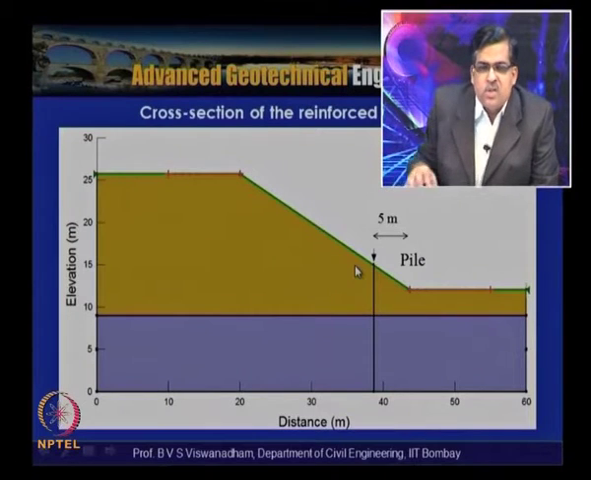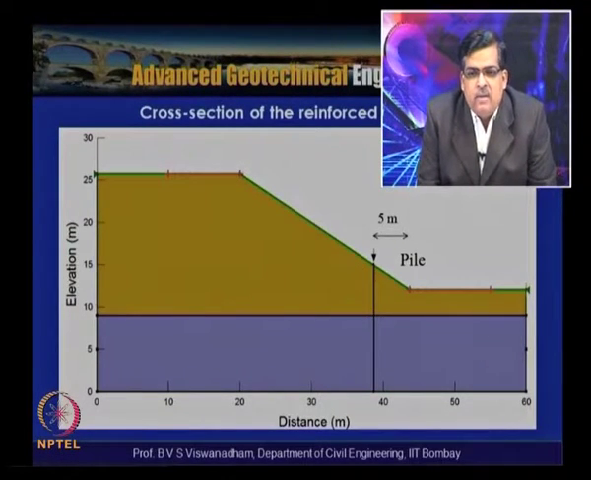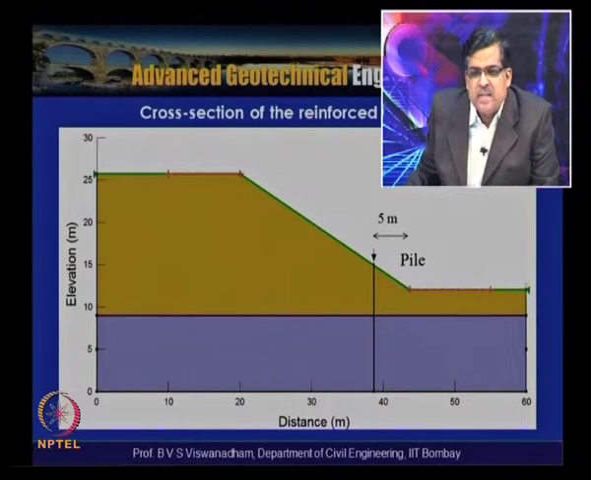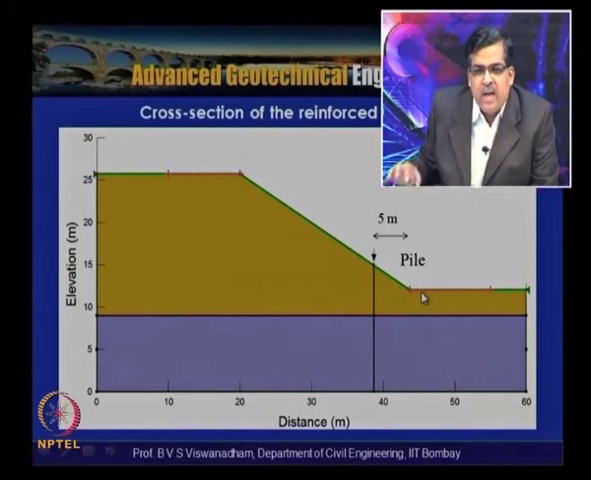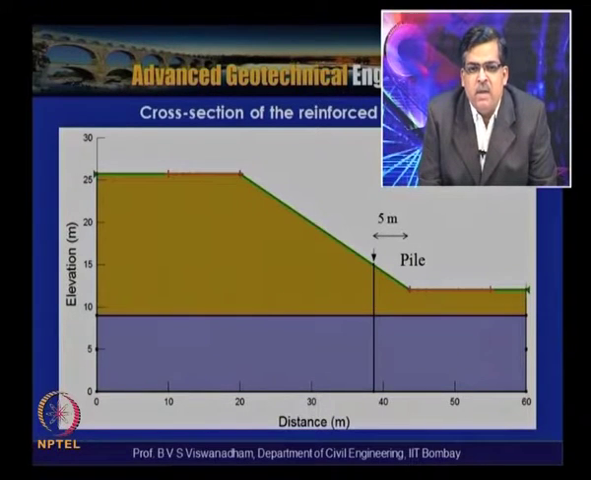So the research study carried out at IIT Bombay reveals that if this is the distance Lx, and this is the horizontal distance L, when Lx by L is equal to approximately 0.5, the maximum factor of safety and maximum performance can be ensured.